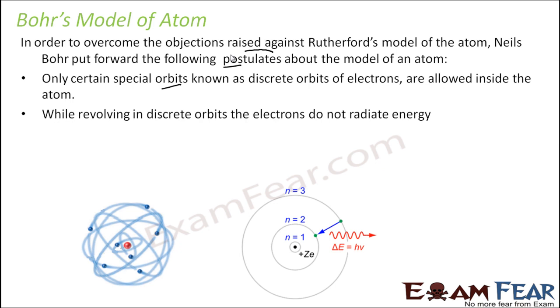Please note, he told that there are different orbits and each orbit will have different energy, and when the electrons are in an orbit, they will not radiate any energy. Why? He has not told. But he told that when an electron moves from one orbit to another, it will radiate energy. So it could explain a lot of phenomena.